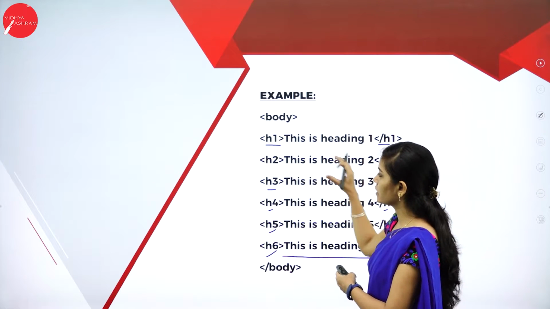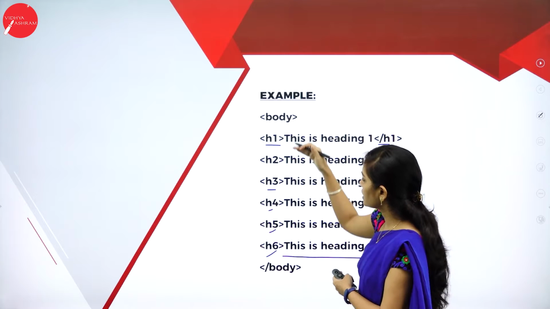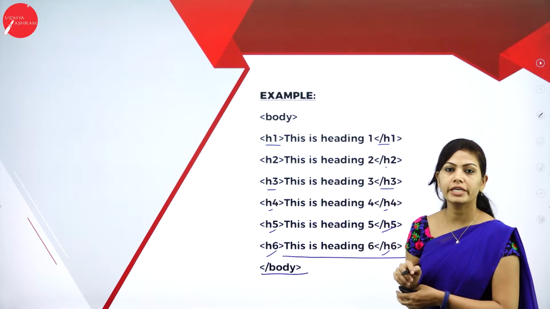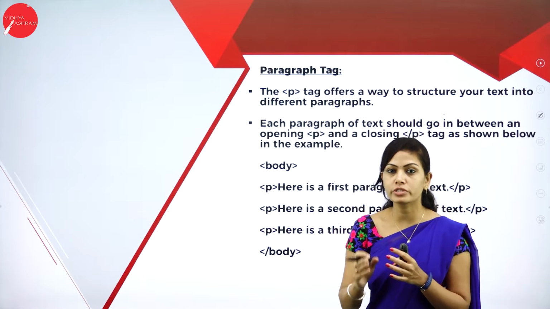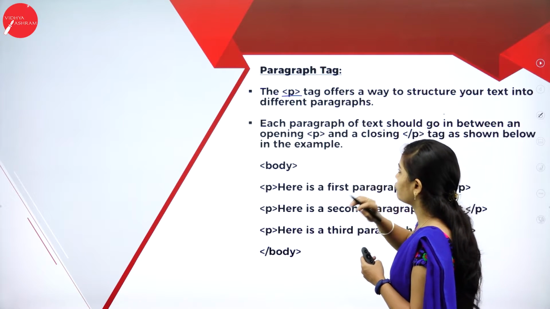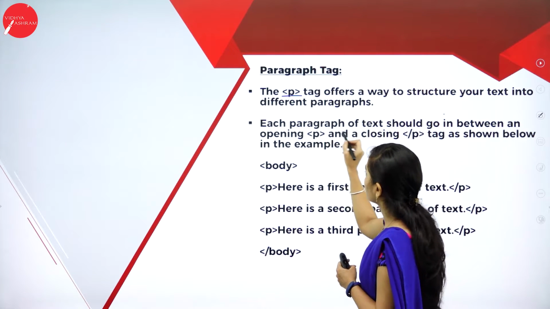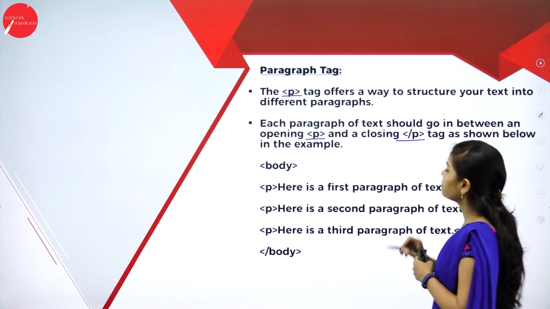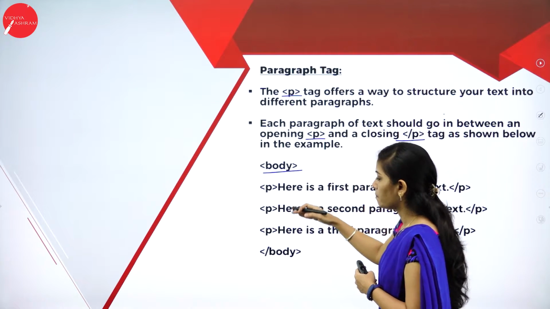Inside a body tag, I can give these headings, paragraphs and many other things. Inside the body tag, I have written the headings H1 to H6 and I will close this body tag with /. Next is the paragraph tag. If you want to add one or more than one line in your content, you can go for the P tag. P tag means paragraph tag. You can give different paragraphs in your content, and each paragraph of text should go in between an opening P and a closing P tag. Clear? And inside a body tag, you can give this paragraph content.